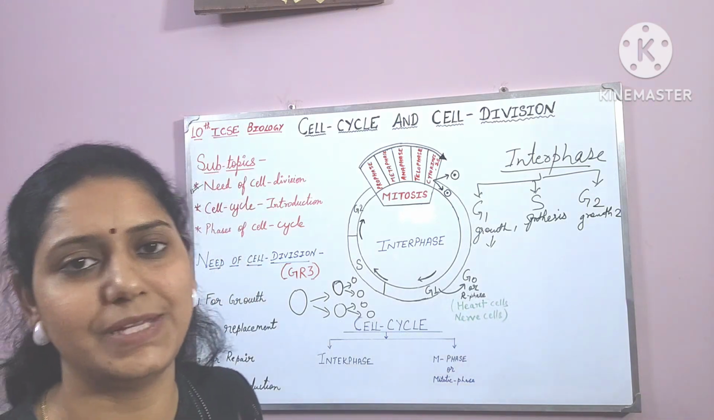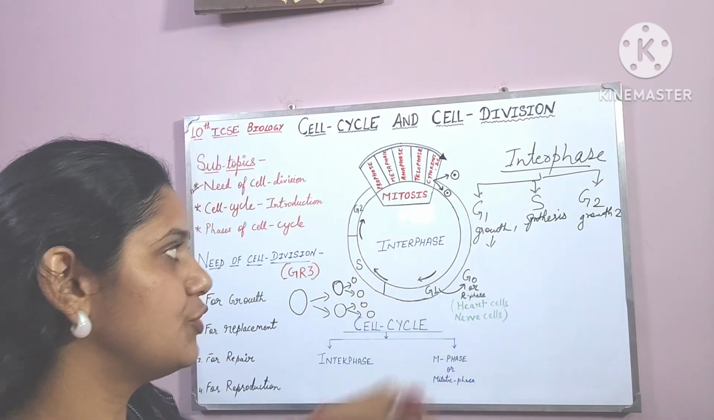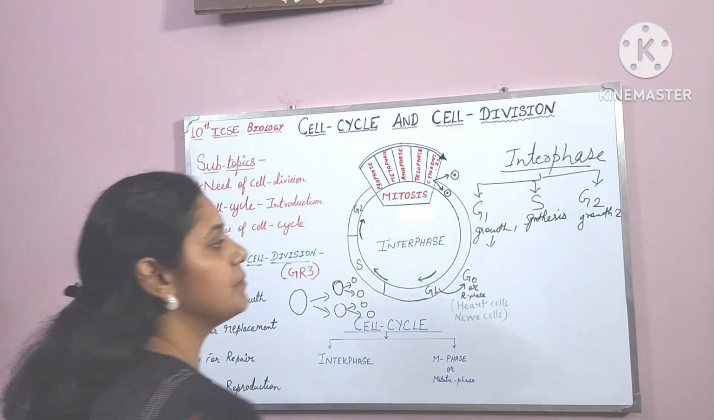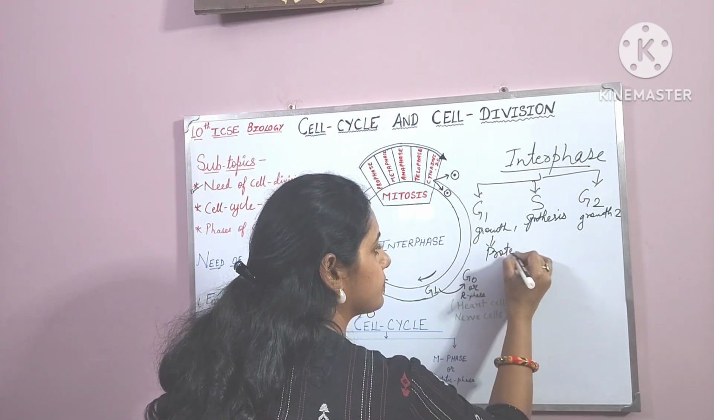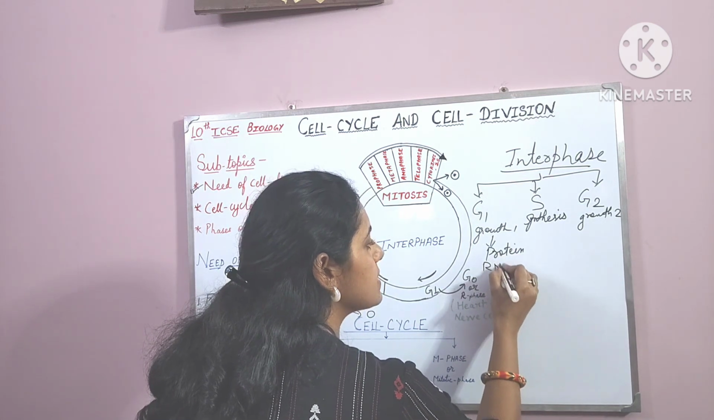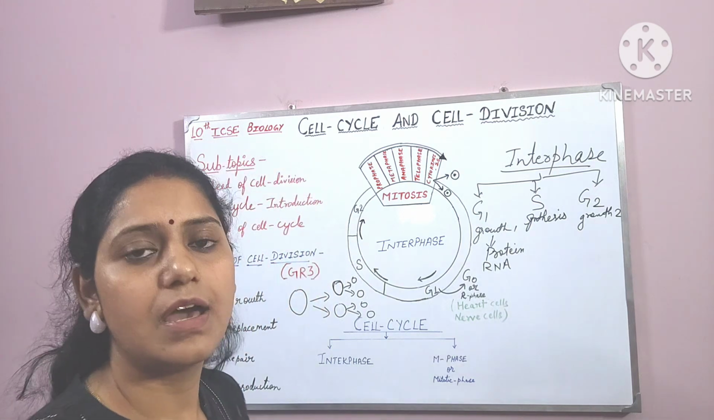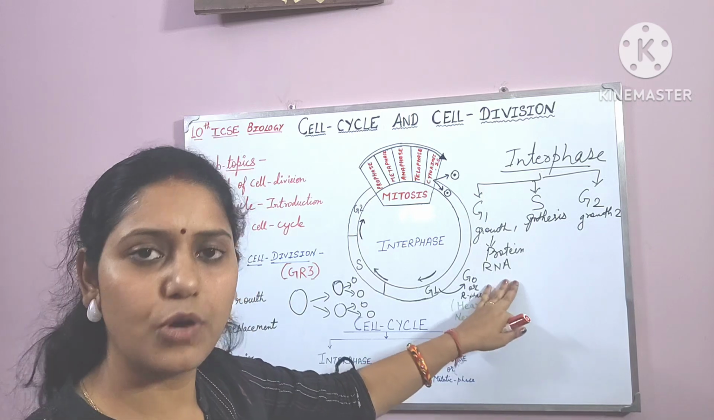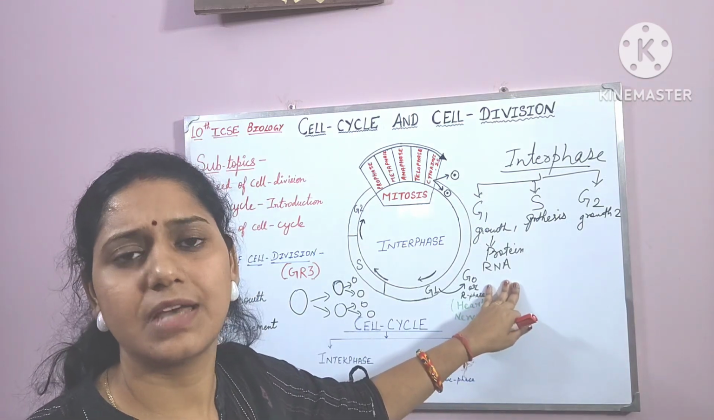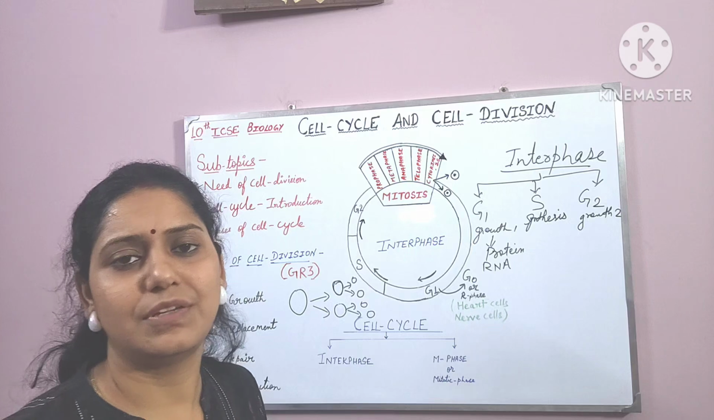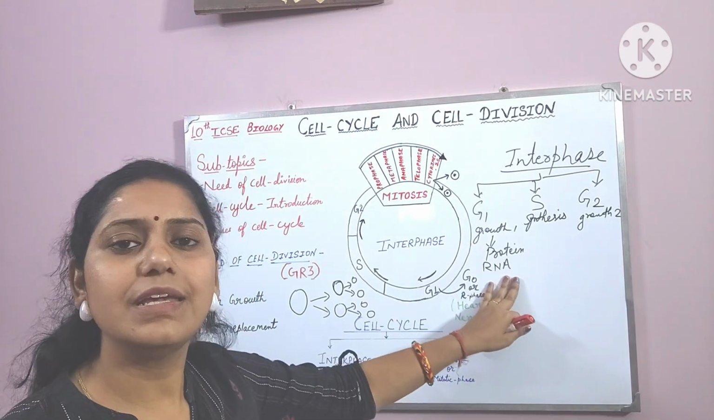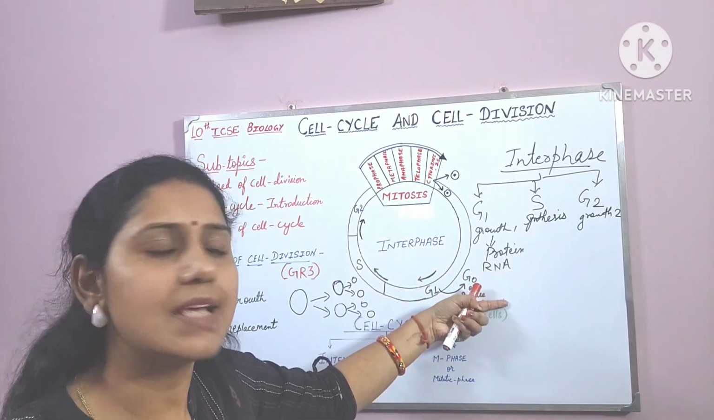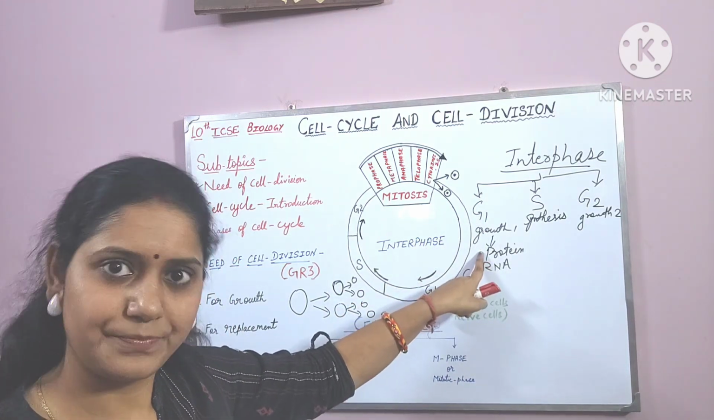Growth in a cell will take place, right? What actually happens in G1 phase? Protein will be synthesized, right? Protein in a cell will be synthesized. RNA will be synthesized. RNA, the full form of RNA is ribonucleic acid. This is a molecule which is present in all the living cells and it is required for cellular activity. For any gene activity, this RNA is required. So, protein and RNA will be synthesized in G1 phase, right?